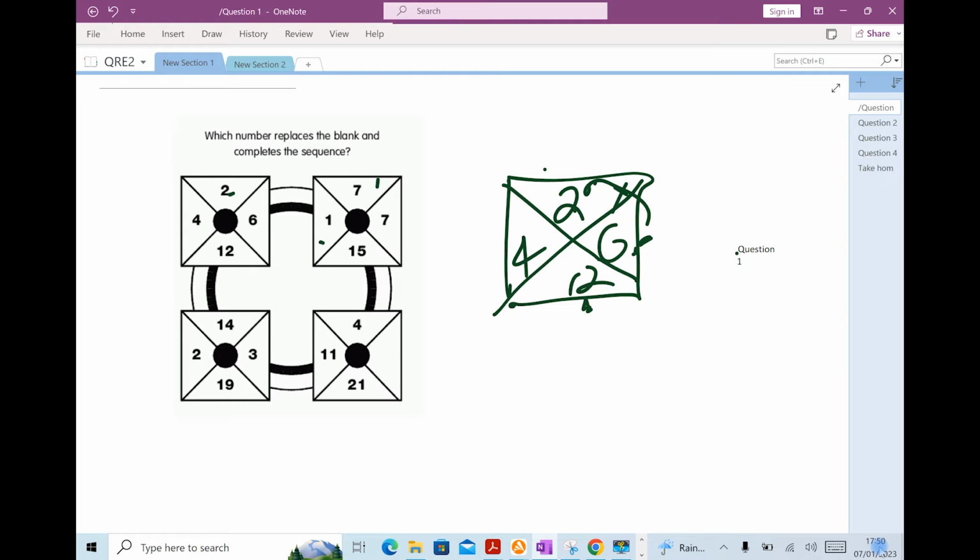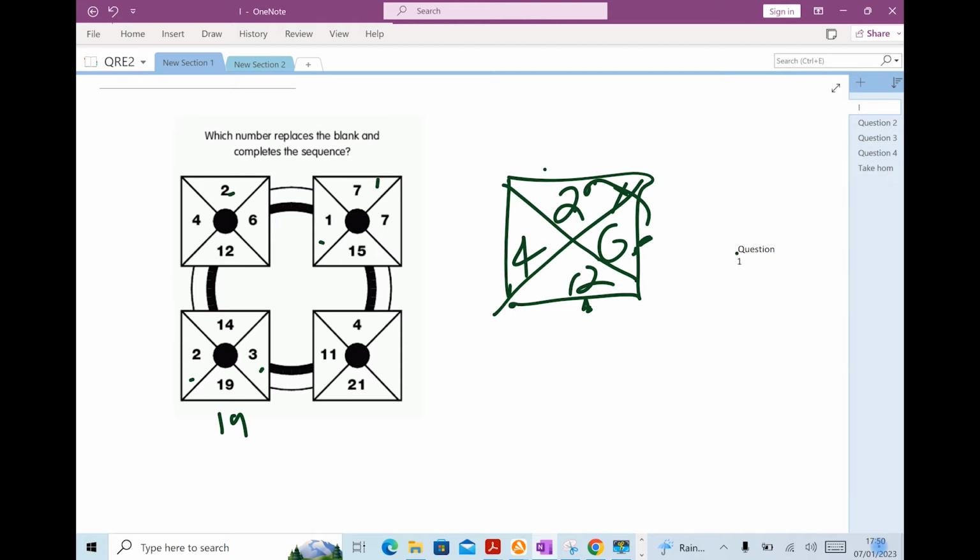So if we add 4 to 2, we get 6, and then add 6, we get 12. All right, so if you add all the other numbers, you get the bottom one. Let's see if that works for the next box. If you add 1 to 7, we have 8, and then plus 7 we have 15. So that seems to work. Let's try it on the third box and see. If we add 2 to 14, we get 16, and then add 3, we get 19. So that appears to be the way the numbers are arranged in this exercise.